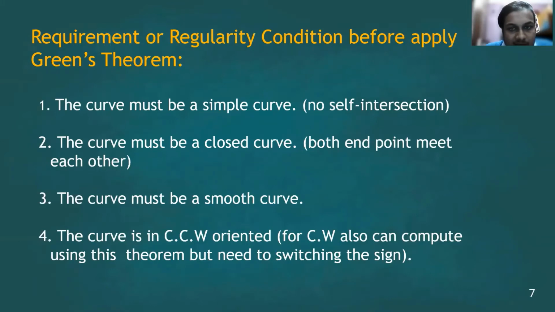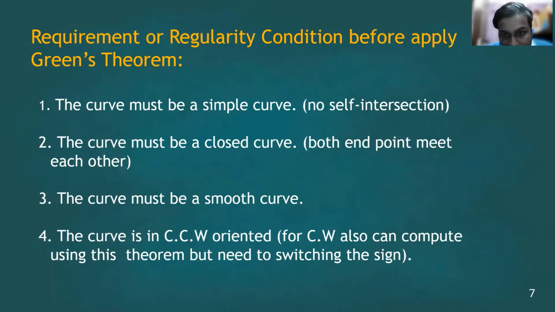Now I'll be talking about the requirements and regularity conditions before applying Green's theorem. Number 1, the curve must be a simple curve, with no self-intersection. Number 2, the curve must be a closed curve, where both endpoints meet each other. Number 3, the curve must be a smooth curve. And lastly, the curve is counterclockwise oriented, which gives us the positive sign.